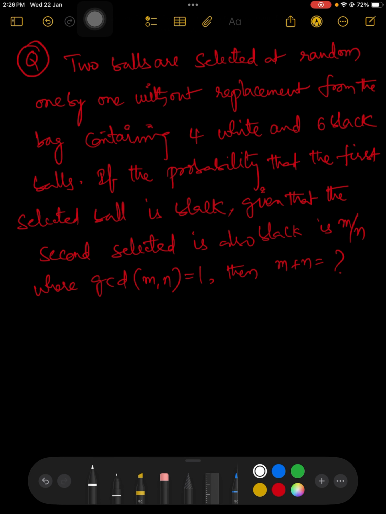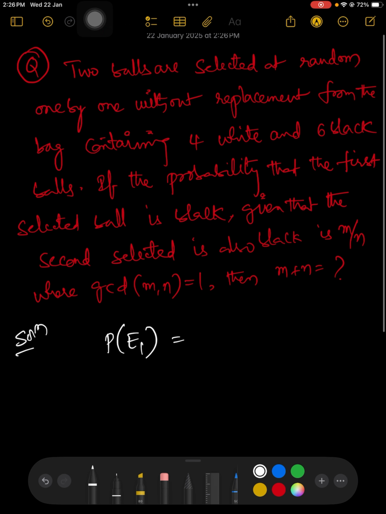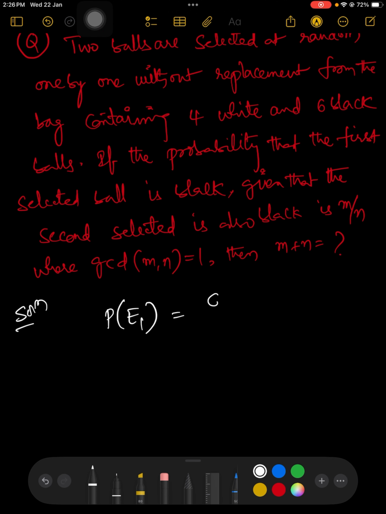The next question from the morning shift is probability, that is from Bayes theorem. Now the question is, two balls are selected at random one by one without replacement from the bag containing 4 white and 6 black balls. If the probability that the first selected ball is black, given that the second selected is also black. Now coming to that, probability of selecting a black ball, how many black balls are there? 6, then it is 6 by 10. Then probability of selecting a white ball is 4 by 10.